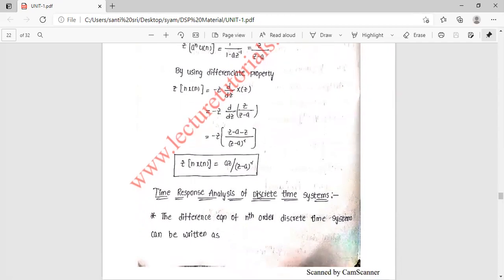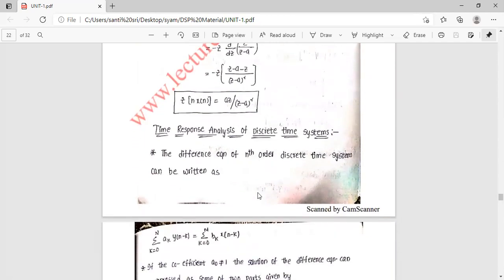Next, coming to the time response analysis of discrete time systems. The difference equation of an nth order discrete time system can be written as, already in the discussion of system function we discussed this, the discrete time system difference equation.